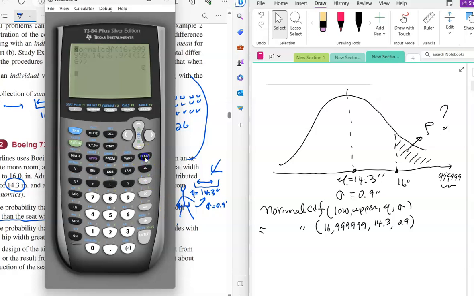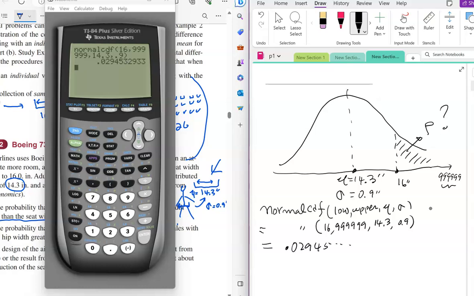So I'm going to clear that. Normal CDF: second button, then you see normal CDF in number 2. We did that in 6.2. Now put the numbers in that order: 16, comma, 999999, comma, minus 999999, comma, 14.3, comma, 0.9. Close parenthesis.